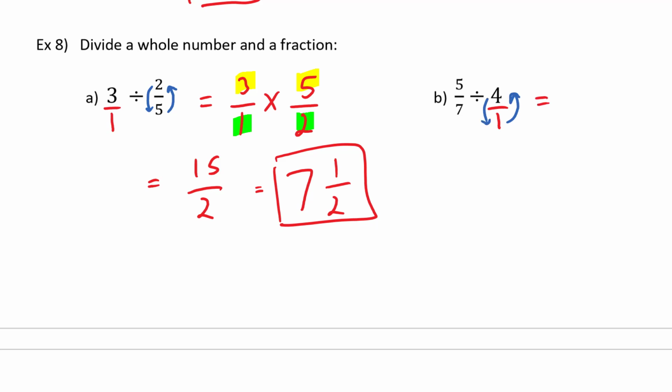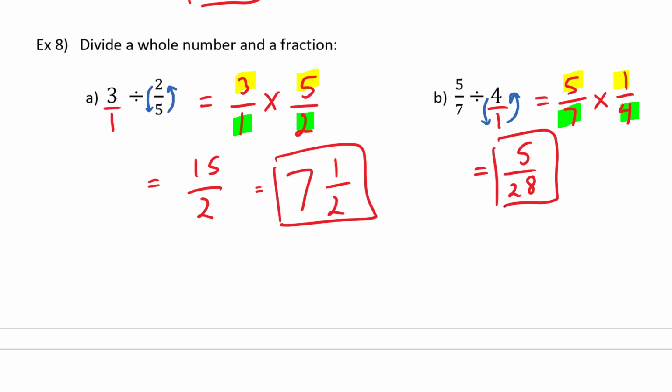This then becomes 5 over 7. Switch the division sign to multiplication sign, 1 over 4. Can we simplify down? We cannot. So let's do our math here, our multiplication. 5 times 1 is 5. 7 times 4 is 28. Can we simplify that down now? We cannot. That is now the final answer.